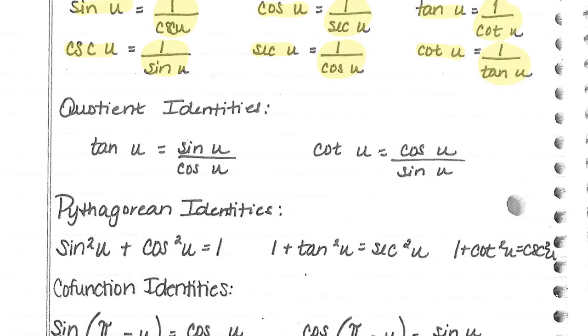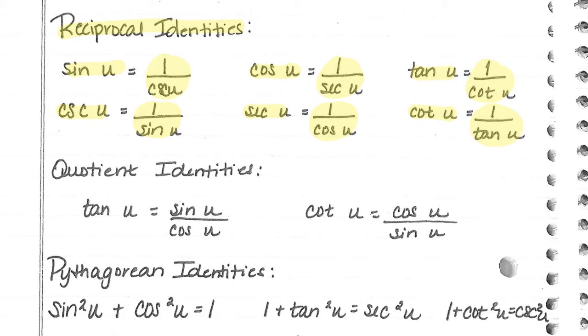And let's look at a couple more things that you need to know. These we touched on as well. The tan, remember, is sine over cosine, and cotangent is cosine over sine.